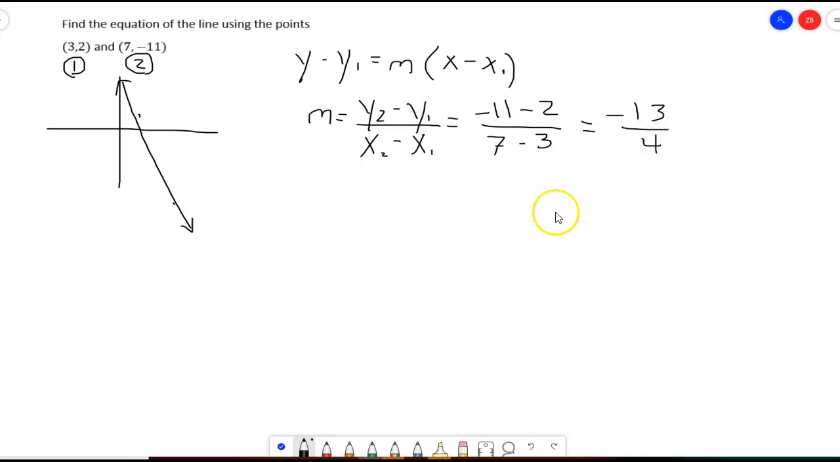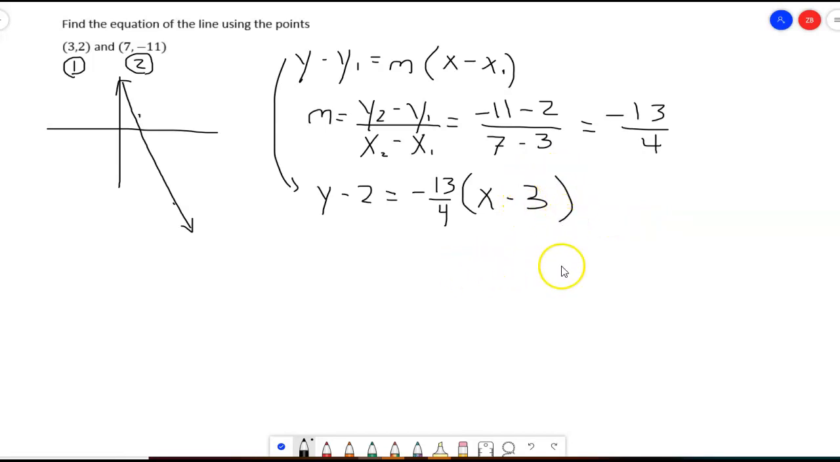That's fine. Now I have everything I need in order to put it into the point slope form, and then we're going to solve for y, which will put it into the slope intercept form. All right, so going back to this first equation, I'm going to have y minus y1. I could use this point too, like I said before, but I'm going to use this point. That's going to be y minus 2 is equal to m, which is negative 13 over 4, times x minus x1, which is 3.